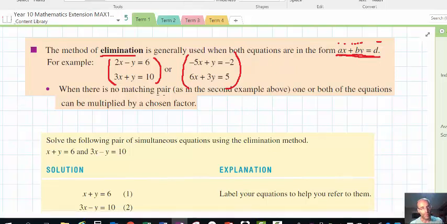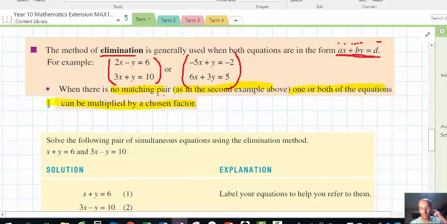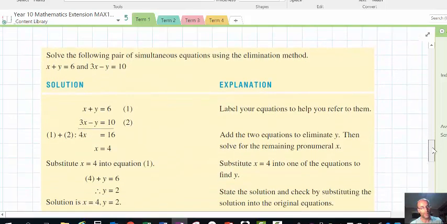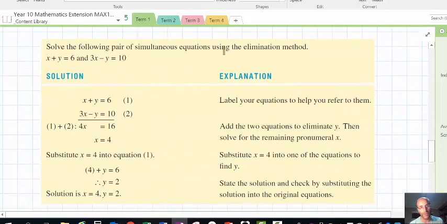Now, important advice here: when there is no matching pair, like in the second example, you might have to multiply one or both equations by a chosen factor. I'll go through some examples and I'll draw that out. So, solve the following pair of simultaneous equations using the elimination method. So here's the elimination method.